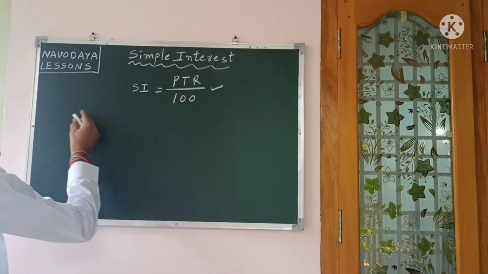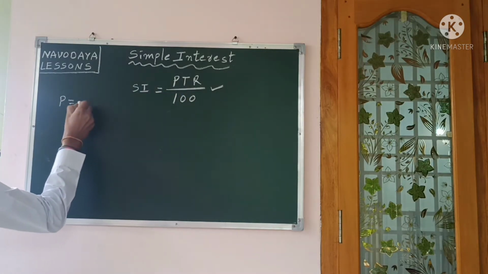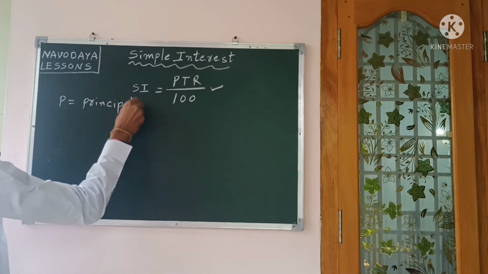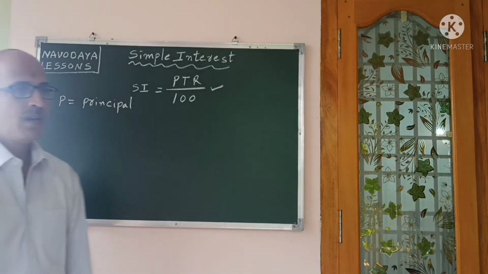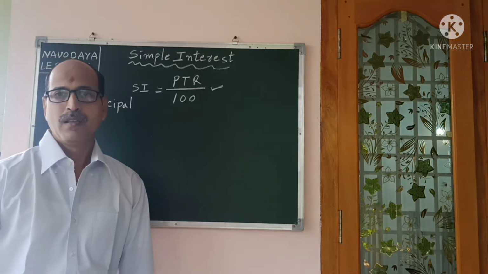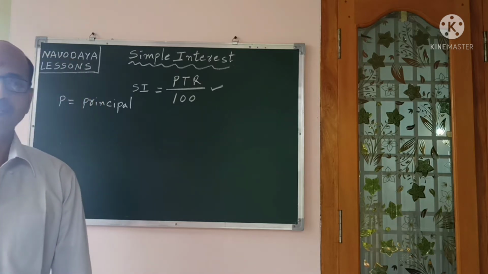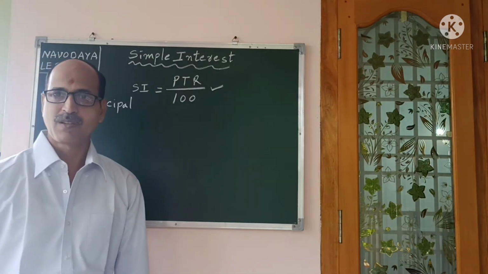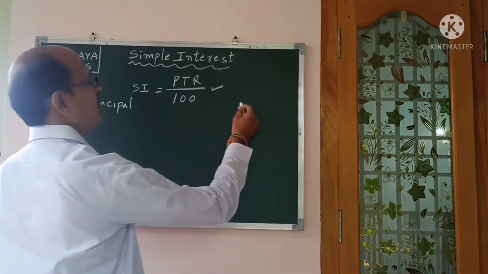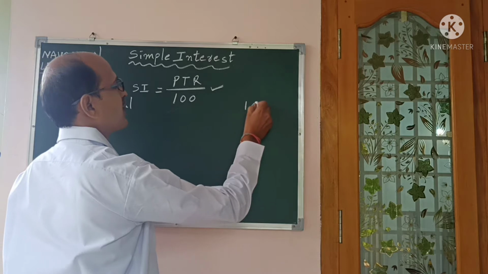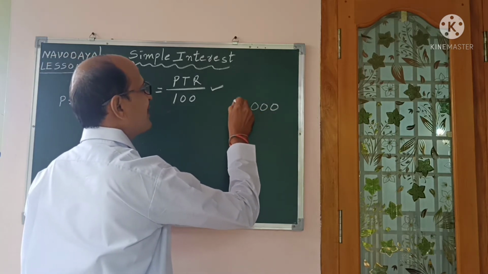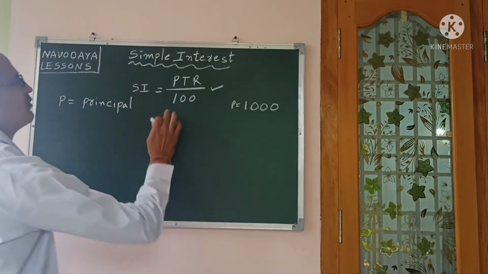Now let us see what is the P. P is called principal. What is principal? If you want money, sometimes you will go to the bank for a loan. The money which the bank gives to us is called principal. For example, if you take 1,000 rupees from the bank, it is called principal. Now, what is T?